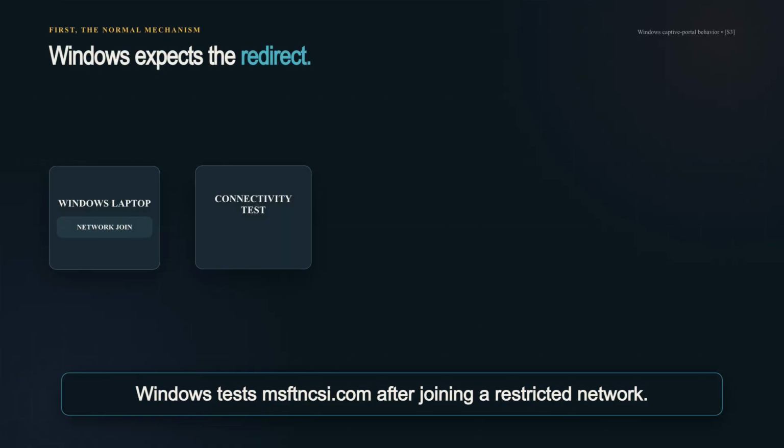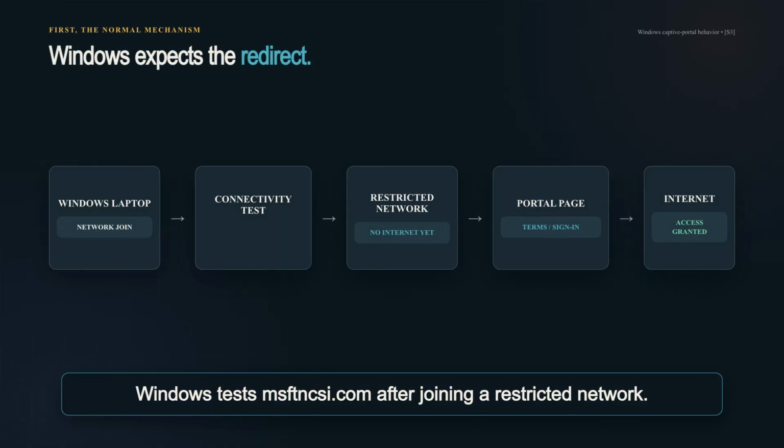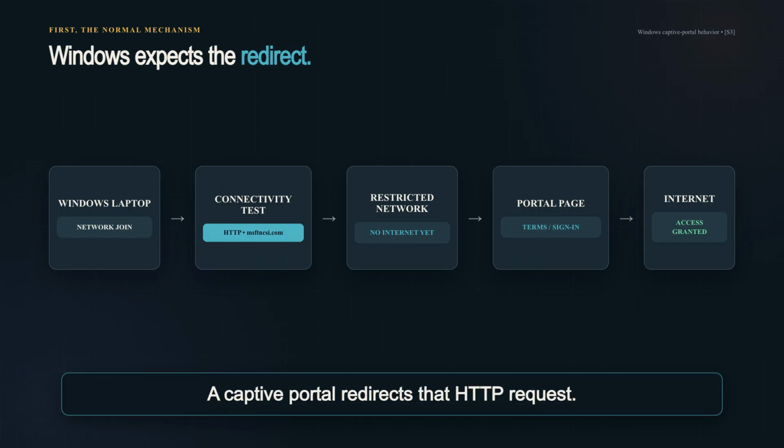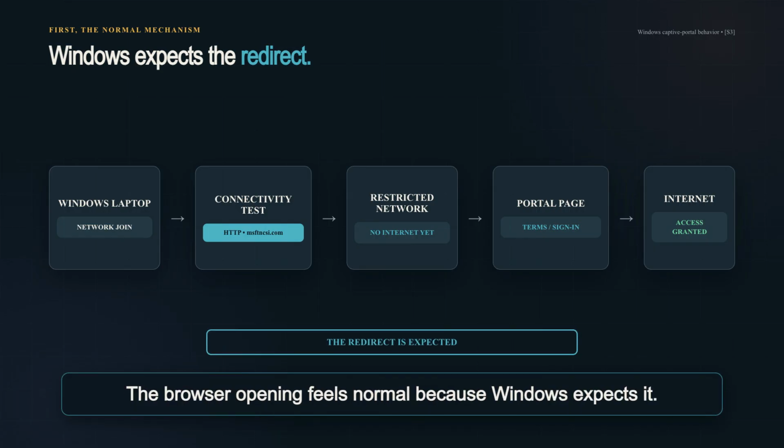Start with the normal design. When Windows joins a restricted network, it tests a reserved domain called msftncsi.com. A Captive portal intercepts that HTTP request and keeps redirecting requests to its sign-in or terms page until access is granted. The operating system expects this handoff, so the browser appearing feels routine.